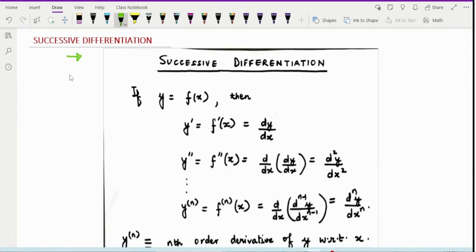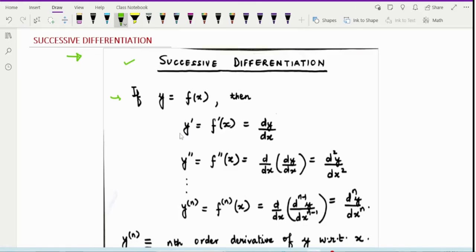In today's video, we are going to start with successive differentiation. Successive differentiation, as the name suggests, is going to be something in which we are going to differentiate a given function successively. So let's begin with a function y, which is a function of the independent variable x.